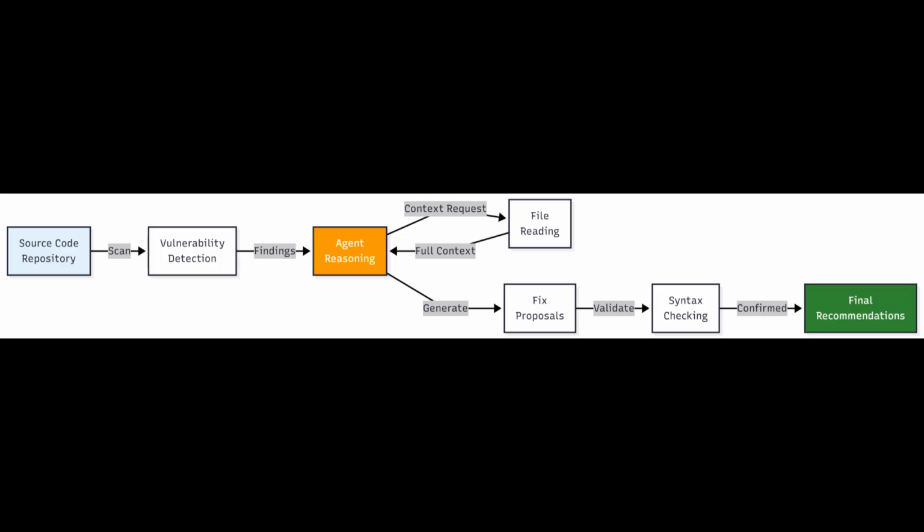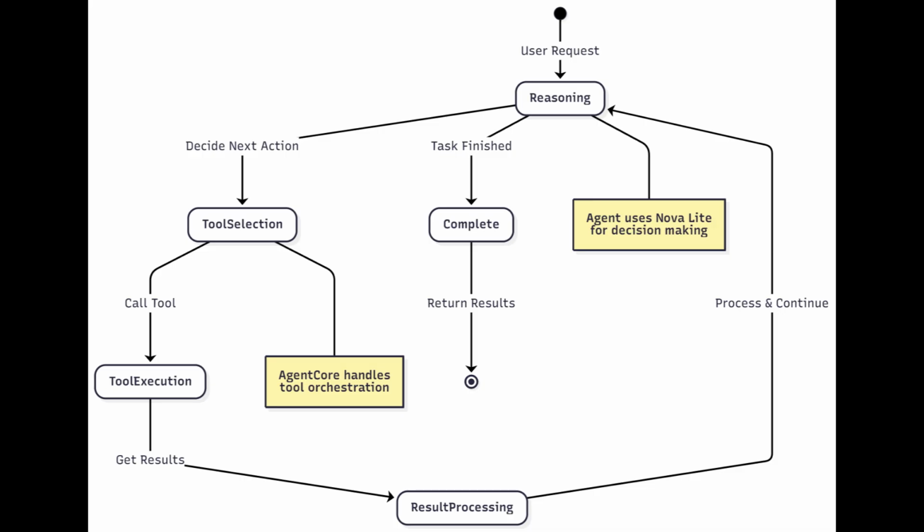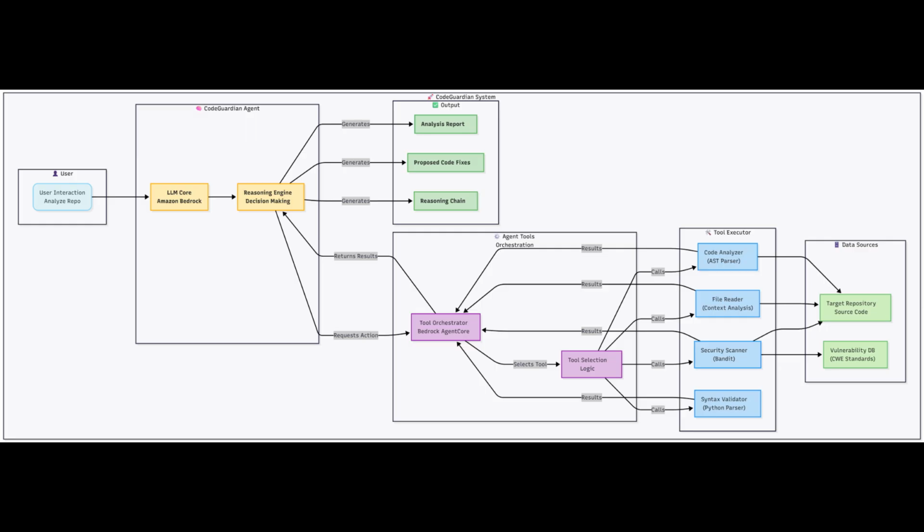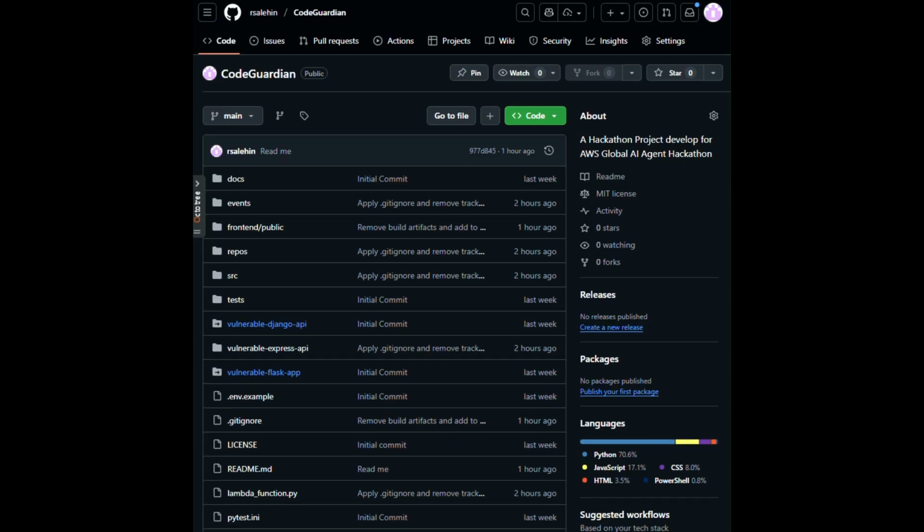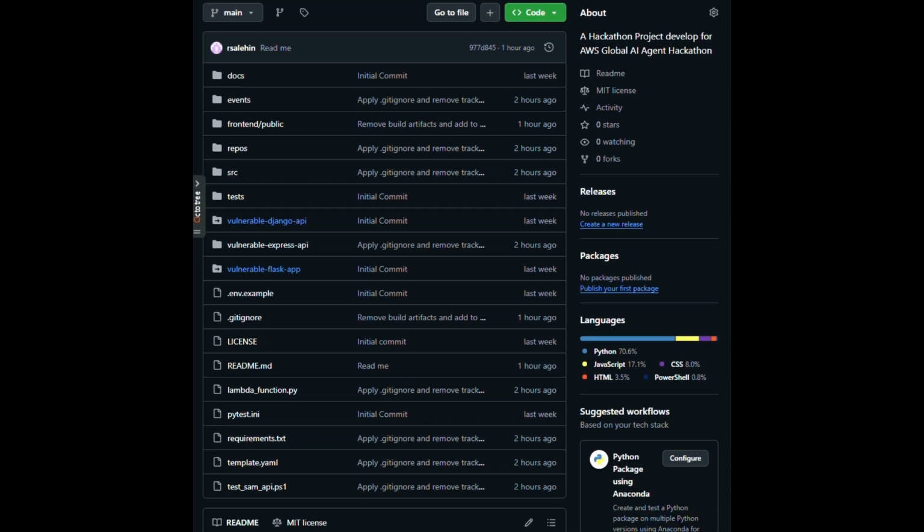Finally, once the analysis is complete, the Code Guardian agent generates three key outputs shown on the top right: an analysis report summarizing the findings, proposed code fixes for the identified issues, and the reasoning chain, which provides a transparent log of the agent's decision-making process and tool usage throughout the analysis. This architecture allows Code Guardian to autonomously analyze code, understand context, generate solutions, and validate its own work, all orchestrated through Amazon Bedrock.